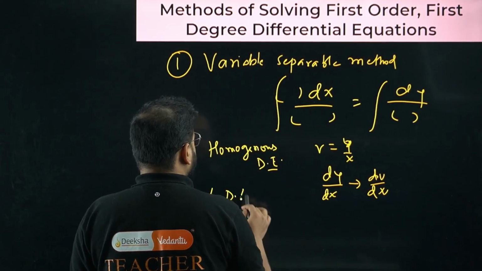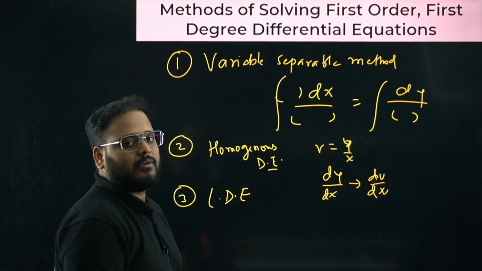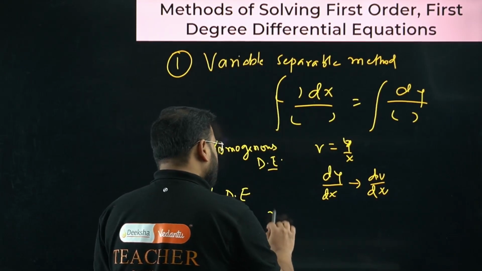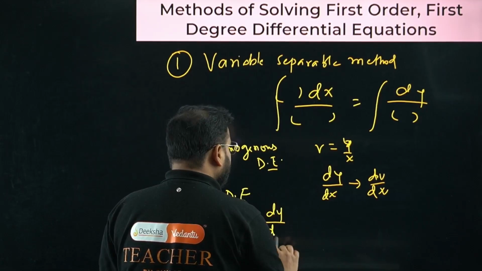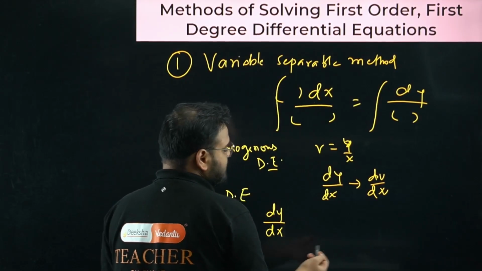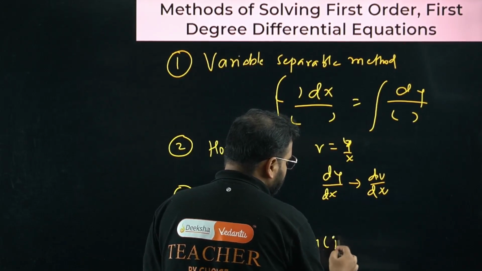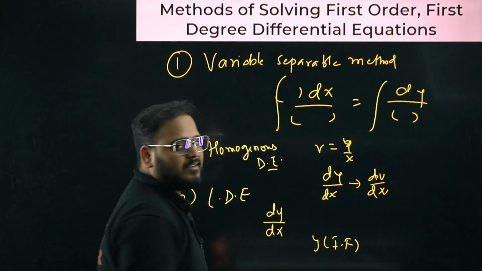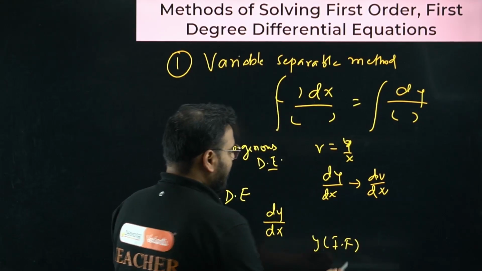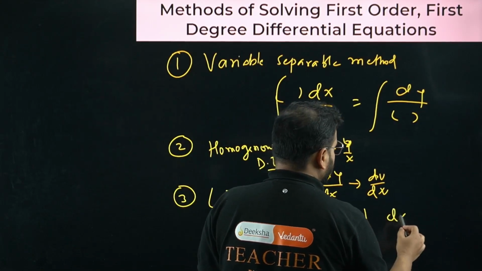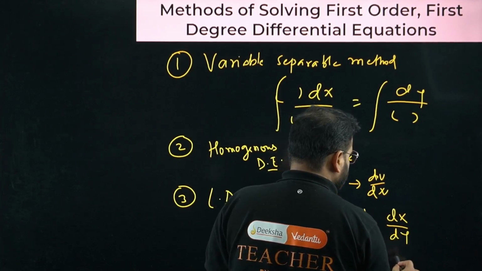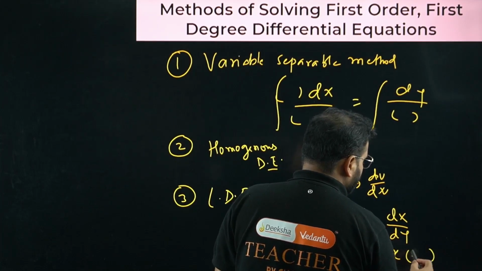The last one is a very important question, coming from this topic for sure: LDE, linear differential equation. You have both the forms here. The dy by dx form, where the answer comes in terms of y times IF. Remember this, I'll tell you all of this in detail in the coming slides. Another form is dx by dy. In this case the answer comes in terms of x times IF.